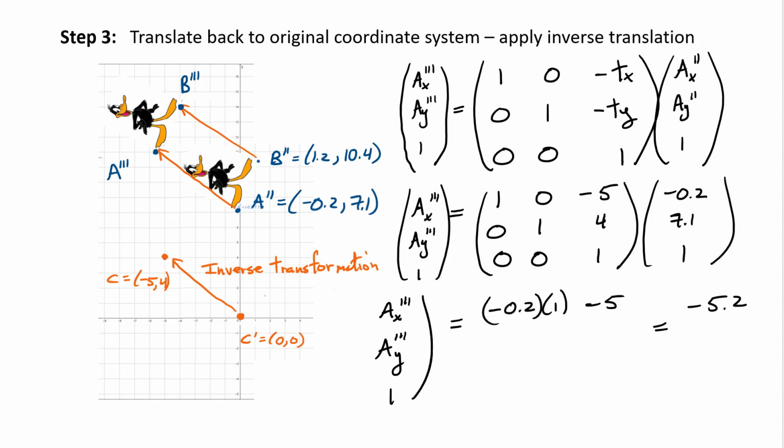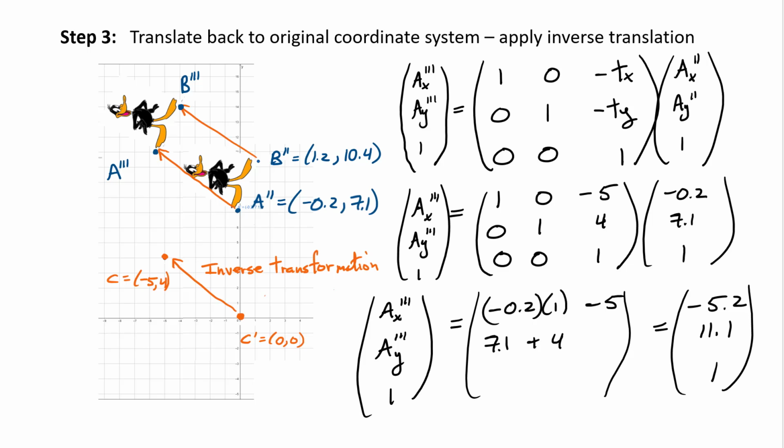All right, let's finish off this. All right, for the y multiplication, you get 0 for the first thing. You get 7.1. And what else? Oh, plus 4. That's an easy one. That's 11.1. And for the last one, you simply get 1. So our final coordinate right here for this point A should be minus 5.2, comma, 11.1. That's the final coordinate, okay? So that's applying the last step.